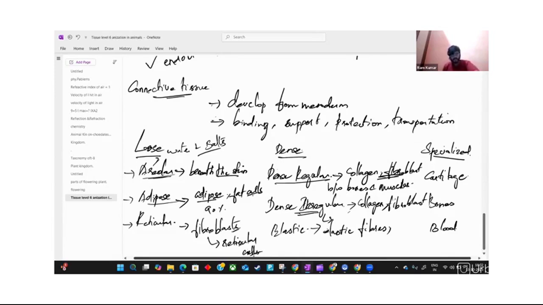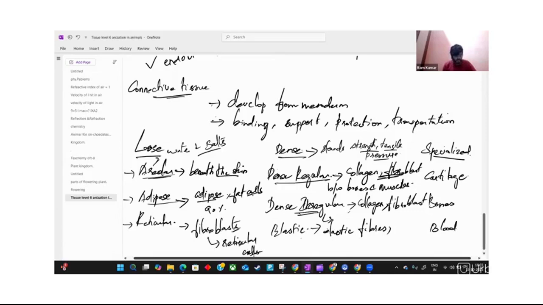Okay, so next one is dense connective tissue. It is called dense because it stands against strength, tensile, and pressure. While we are lifting heavy weights, or pushing some heavy objects, this dense connective tissue is useful. It is again classified into three types: dense regular, dense irregular, and elastic connective tissue.